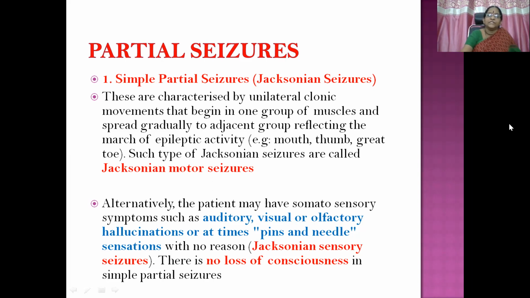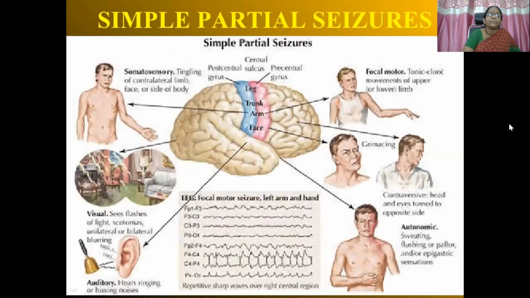There is no loss of consciousness in simple partial seizures. You can see motor involvement, tonic-clonic movements, and grimacing, and then autonomic activity like sweating, flushing, and pallor, all these things will be there in the patient. And somatosensory: visual, sees flashes of light and scotomas, and unilateral or bilateral blurring of vision will be there. And auditory, hears ringing sounds or hissing noises, something which is not actually existing. It is like hallucinations.